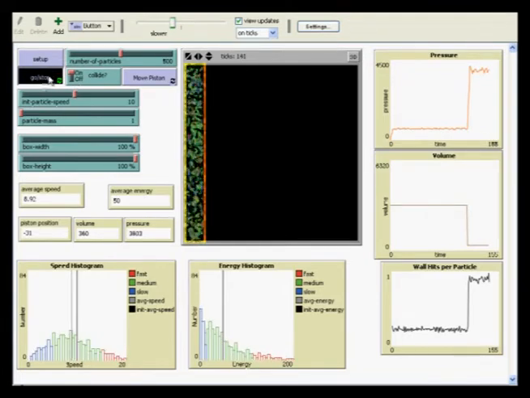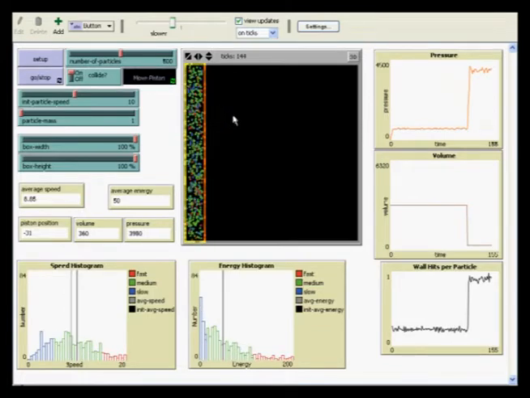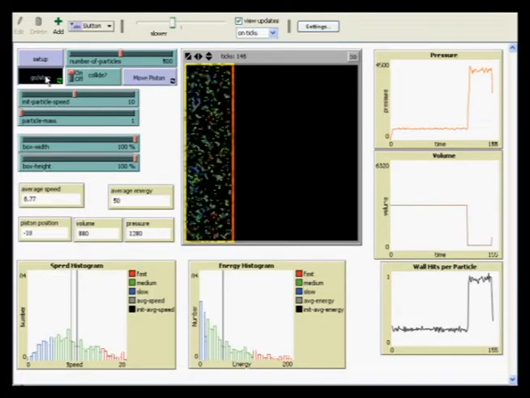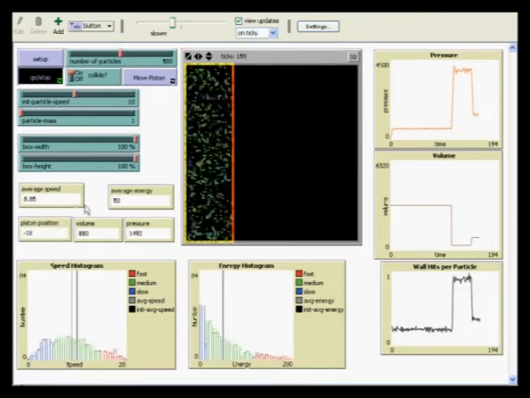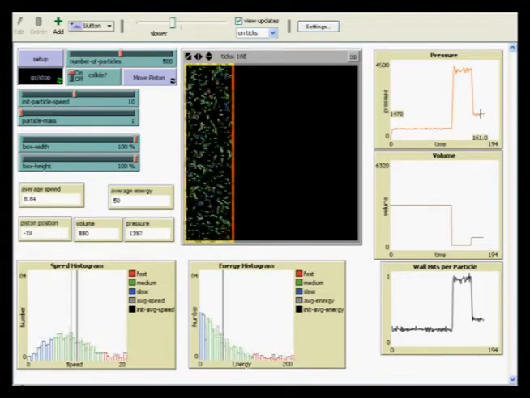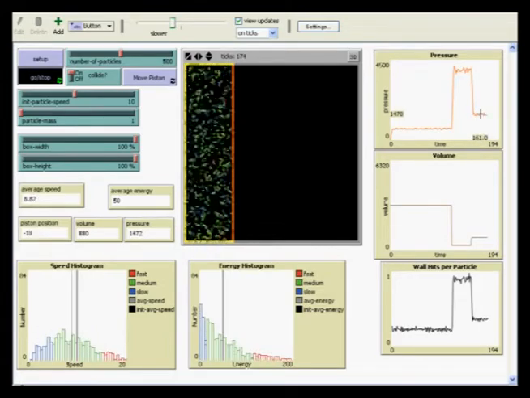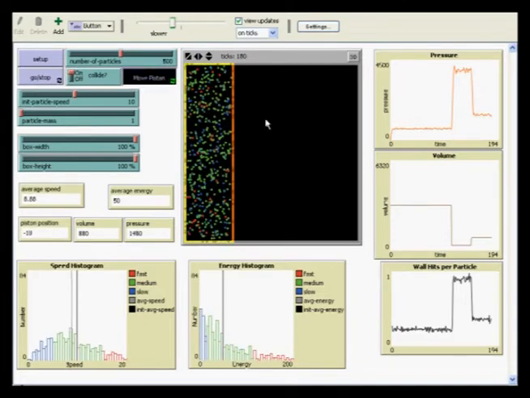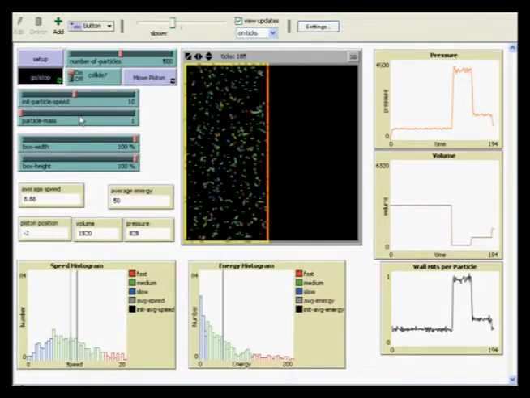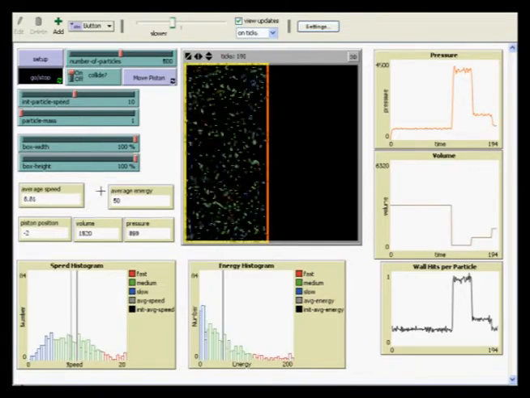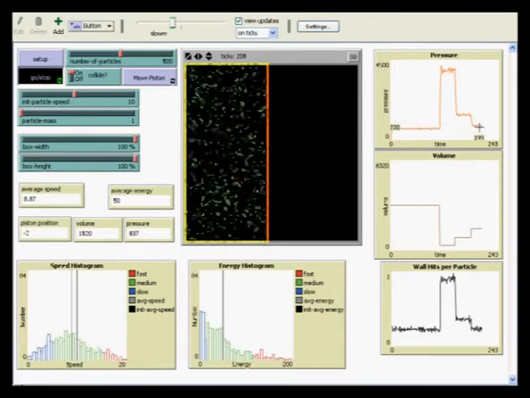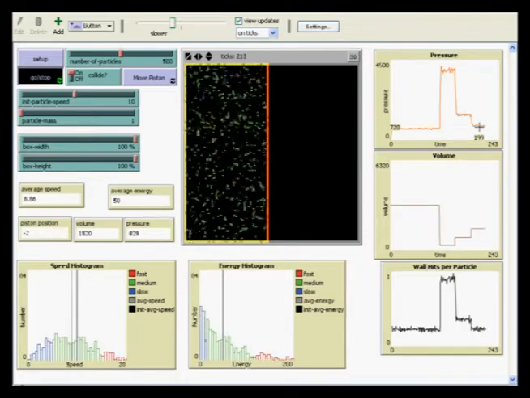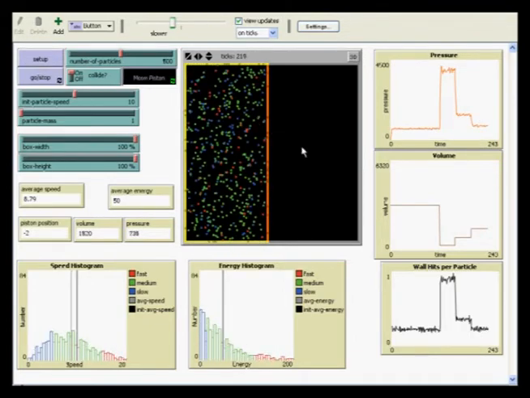Let's now allow the gas to expand a little bit, by about that much, and go again. Now the volume is 880, and the pressure looks to be averaging out at about 1,470. Let's do that again, and go. Pressure goes down again. Our volume is about now 1,520. And the pressure looks to be averaging out at about 720. Let's let it expand again to about this much and go.